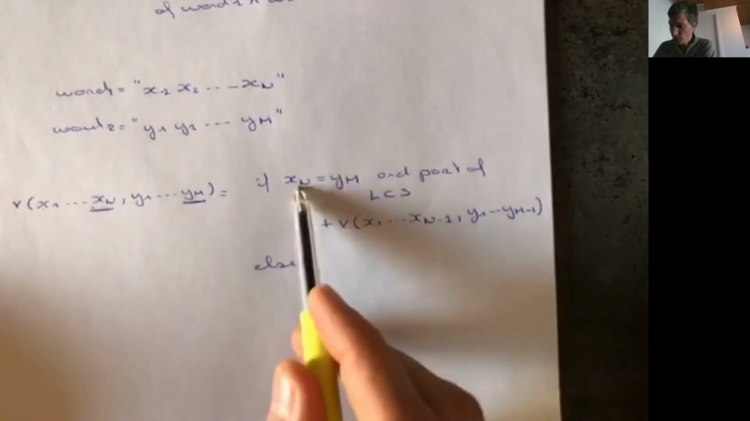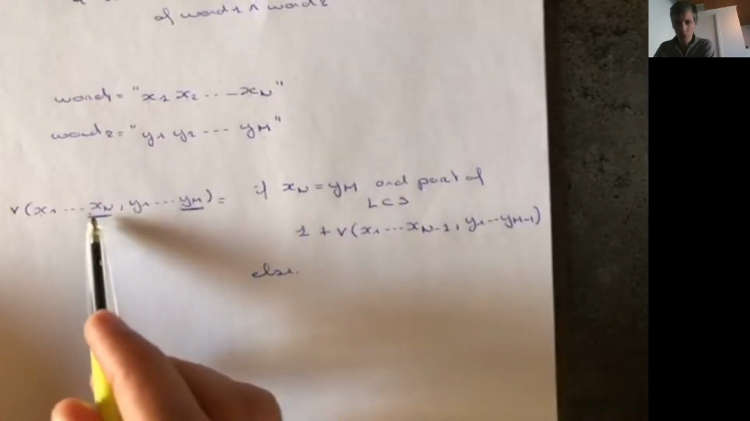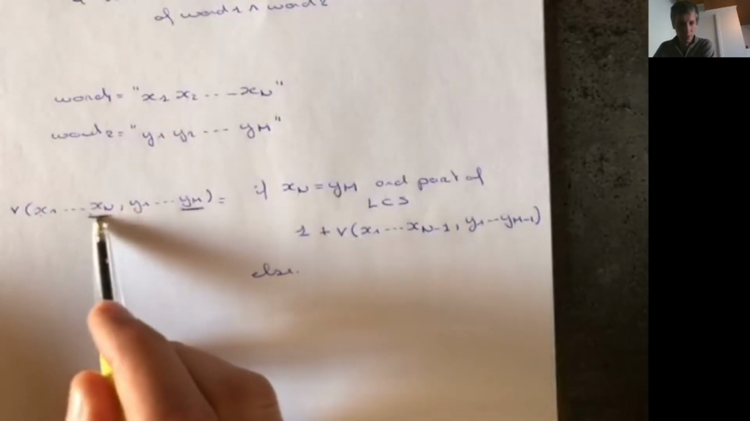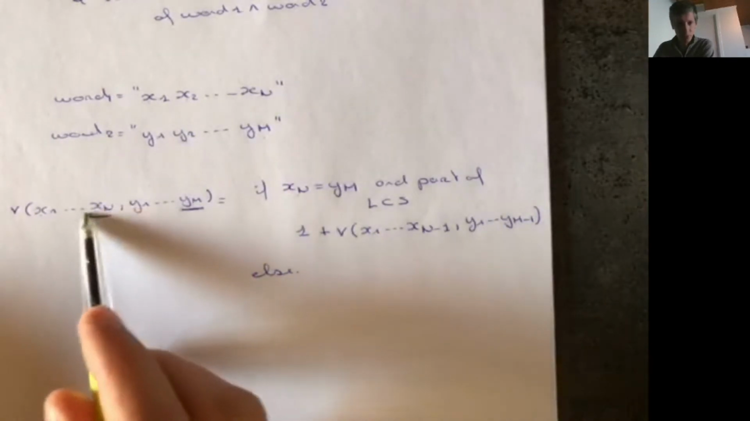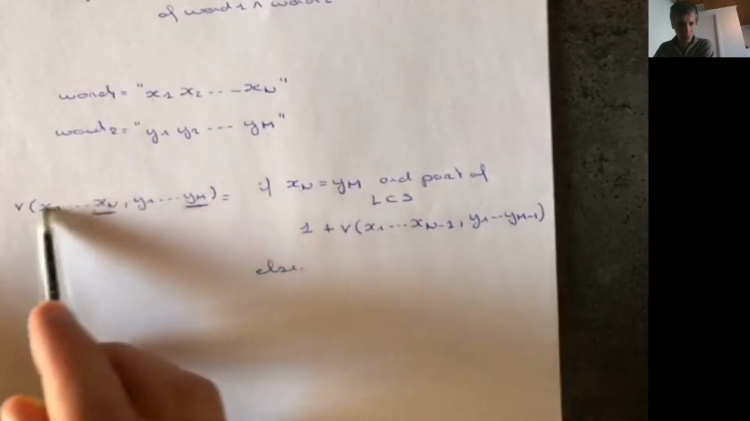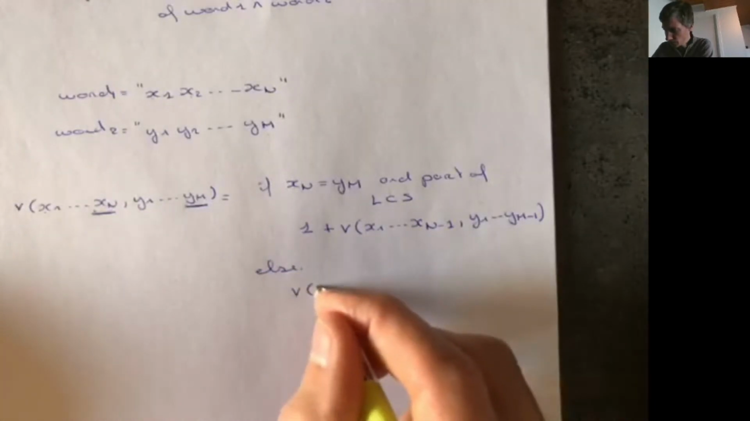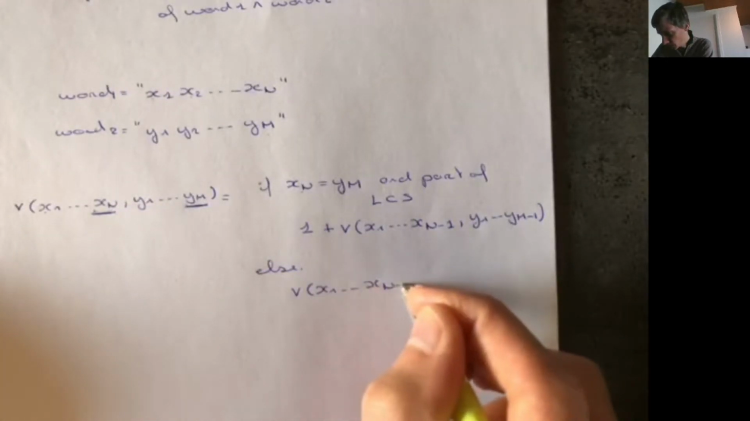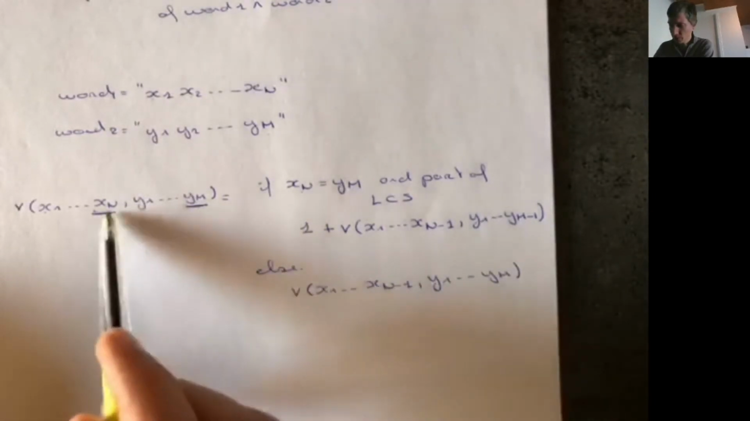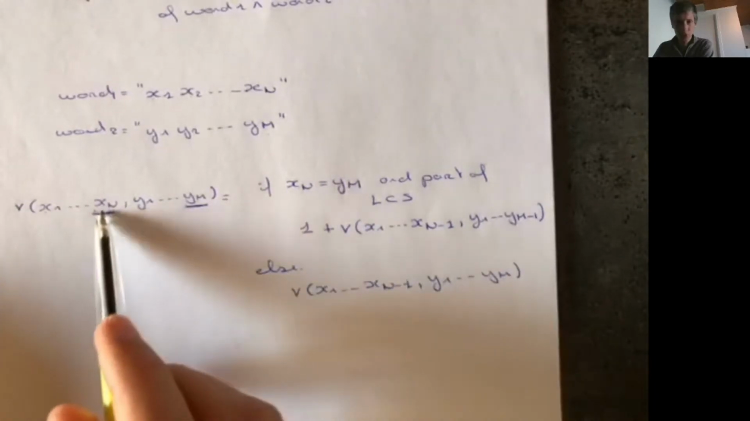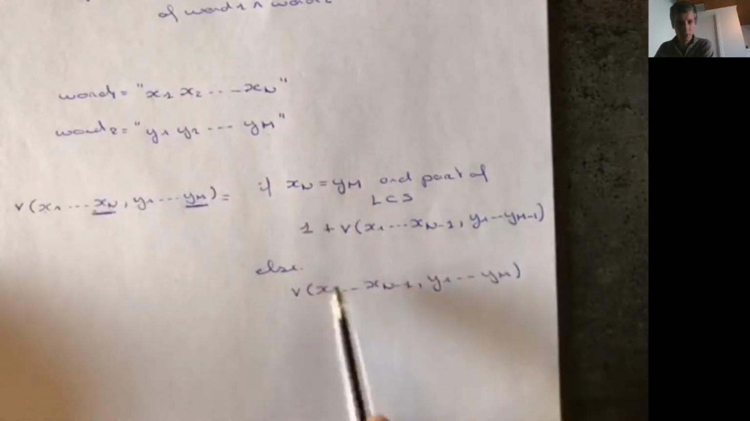Else, if these two are not the same, or they're not part of the longest common substring, then I know that either xn is not part of it, or ym is not part of it. If xn is not part of it, then I can remove xn and write this simply as x1 until xn minus 1 and y1 until ym. Because the last letter is not part of the longest common substring, I can simply remove it and this value will be equal to this value.